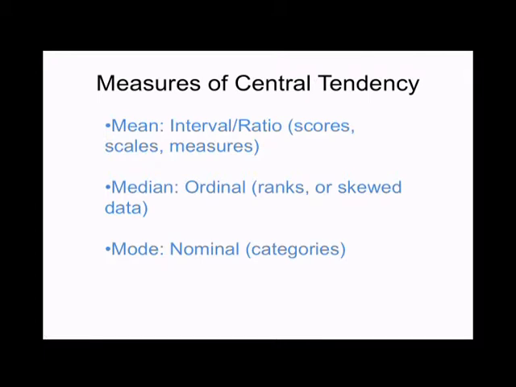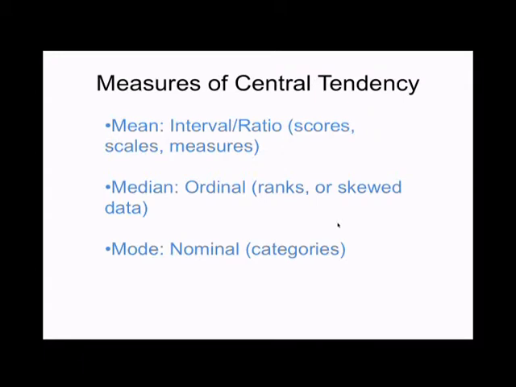Now there's three typically used measures of central tendency. There's the mean. So that's used if you have what's called interval or ratio data. So scores, scales, measures, things like weight, height, IQ score, those are all interval level data. So you'd use the mean for that. The median is used when you have ordinal data. Those are things such as ranks, and it's also used when you have skewed data. That's data that doesn't follow the typical normal distribution, where it has a long tail to it. So a median is usually better for that.